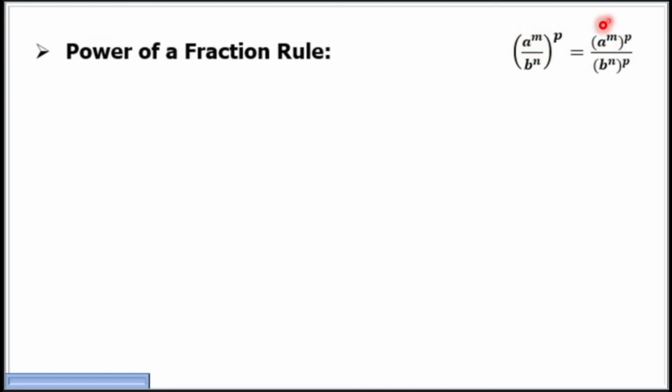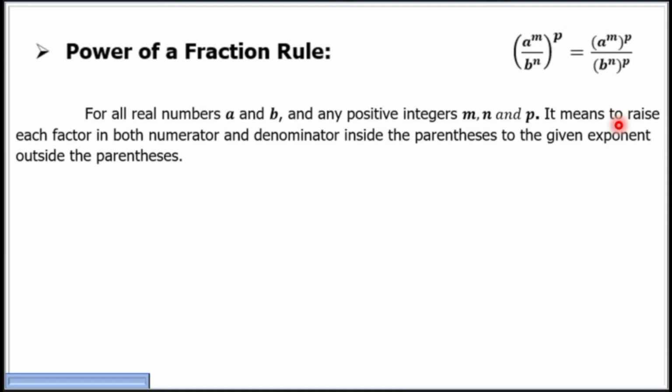Then, tagsa-tagsa na to, o grouping symbol. So, moro gihapong style sa previous nga rule. But this one is the power of a fraction. Kato is product man to, meaning multiply kani divide. Okay, for all real numbers a and b and any positive integers m, n, and p, it means to raise each factor in both numerator and denominator inside the parenthesis to the given exponent outside the parenthesis. So, muna sa itong ibuhat.